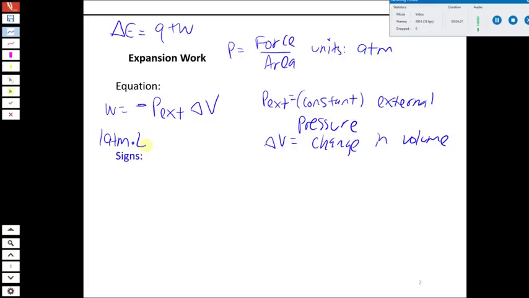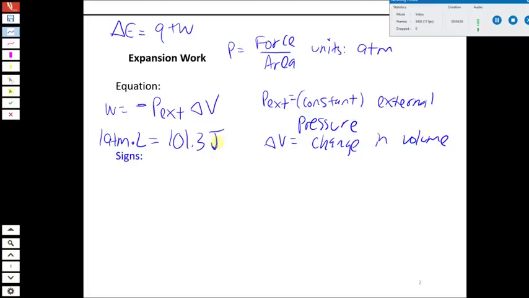So we have to be aware of a conversion factor, which is that 1 liter atmosphere is equal to 101.3 joules. Joules, as we already talked about a little bit last time, is the SI unit of energy, or work, or heat, or any combination of those three. And so if we want to convert from atmosphere liters to joules, we have to use that 101.3 as a conversion factor.